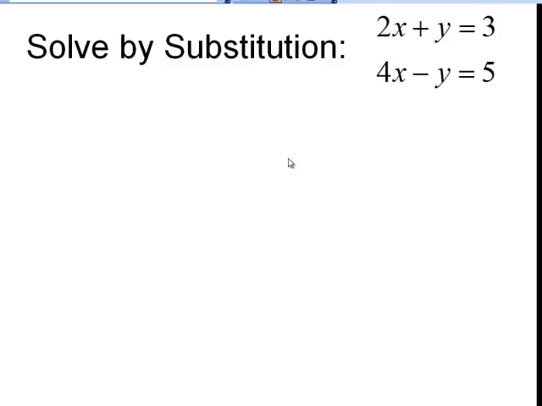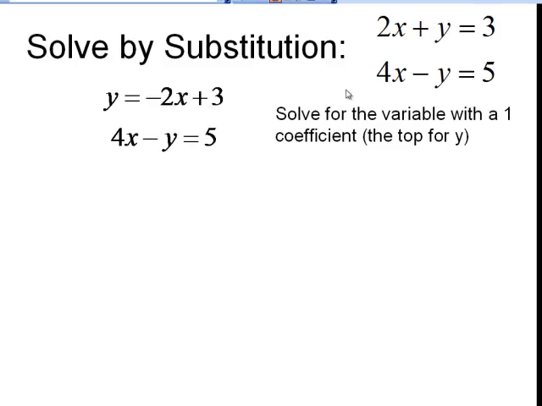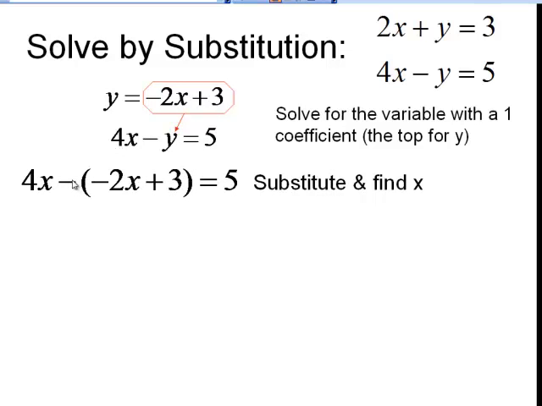Now we have solving by substitution. That's if you solve one of them for a specific letter. Now I'm going to solve the top one for y because it has a 1 coefficient, and you get y equals negative 2x plus 3. I'm going to take that and put it in the bottom one. Now I circle what I'm solving and I'm substituting. So I'm going to take this negative 2x plus 3 and put it where y is. So I have 4x minus my negative 2x plus 3 equals 5.